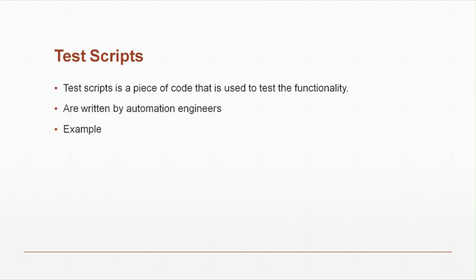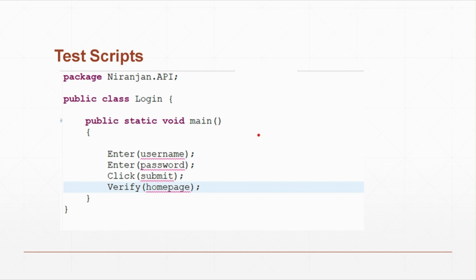Moving on, we'll understand what are test scripts. A test script is a piece of code that is used to test the functionality. Test scripts are usually written by automation engineers. I will show a sample script and explain. This is the script, how it looks. This is just a sample code. We can write automation scripts in different languages like Java, UFT, etc. So this code is used to execute the functionality.